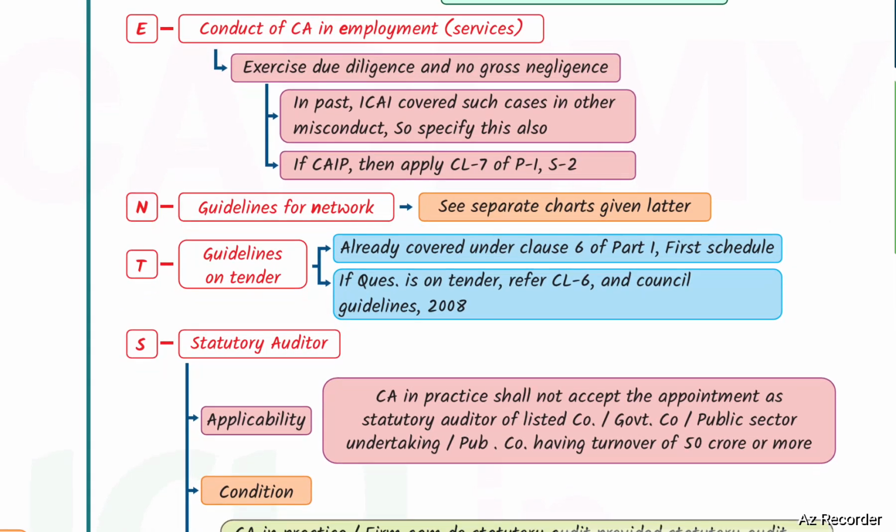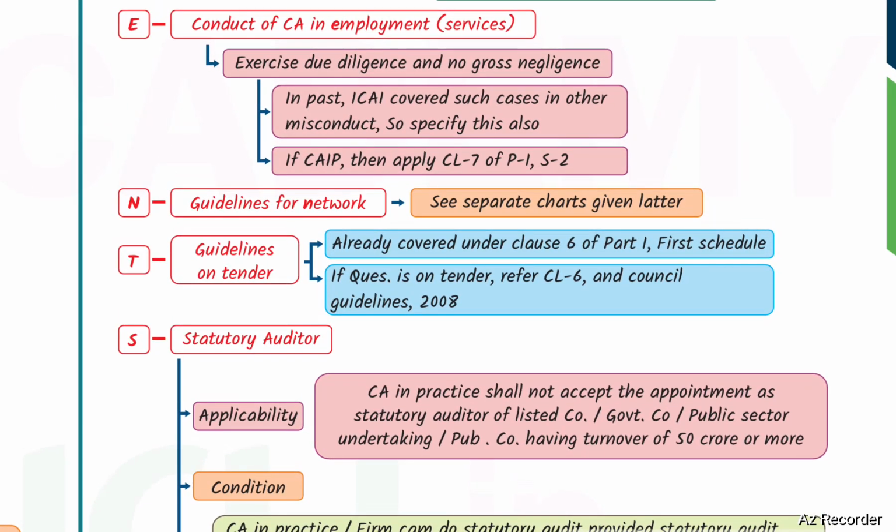Next, conduct of CA in employment services: excess due diligence and no gross negligence. In the past, ICAI covered such cases in other misconduct, so this clause is specified. If the CA is in practice, then apply clause number 7 of part 1, schedule 2.